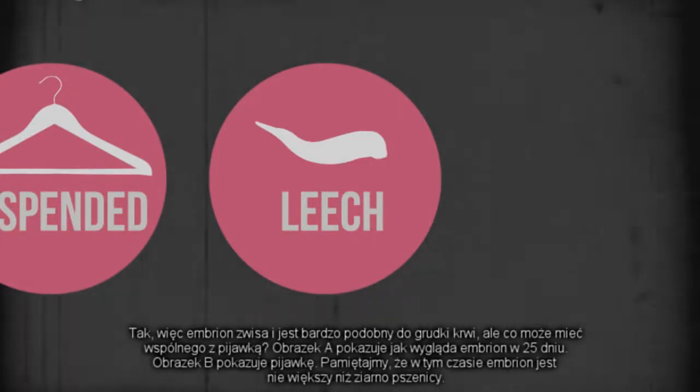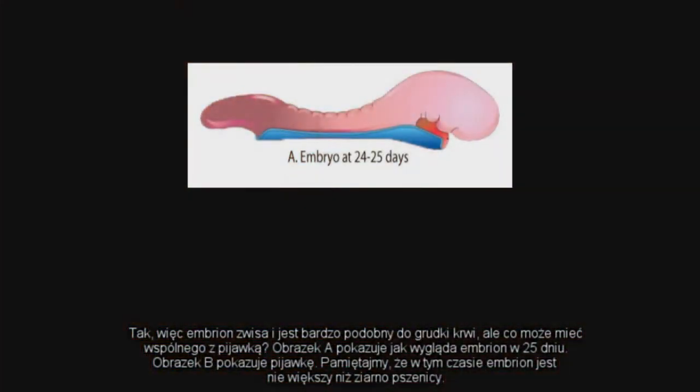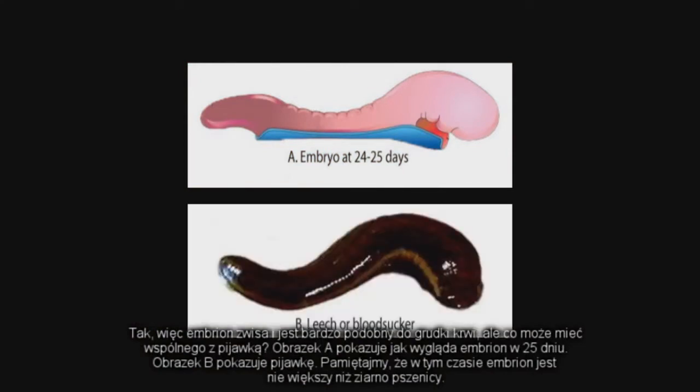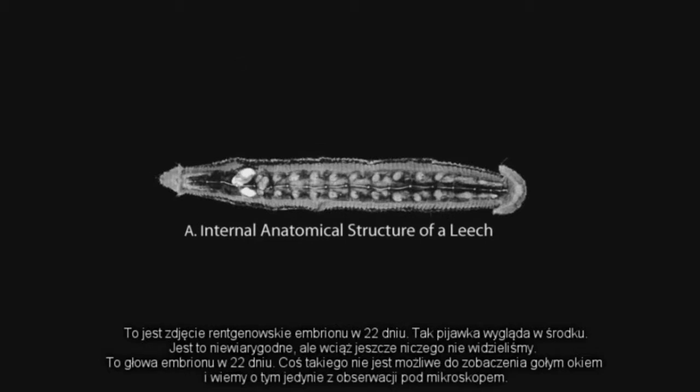What on earth would an embryo have to do with a leech? Figure A shows the structure of an embryo at 25 days. Figure B shows a leech. Now please note once again that the embryo in this stage is no greater than the size of a kernel of wheat. This is an X-ray of the embryo at 22 days. This is the internal structure of a leech.